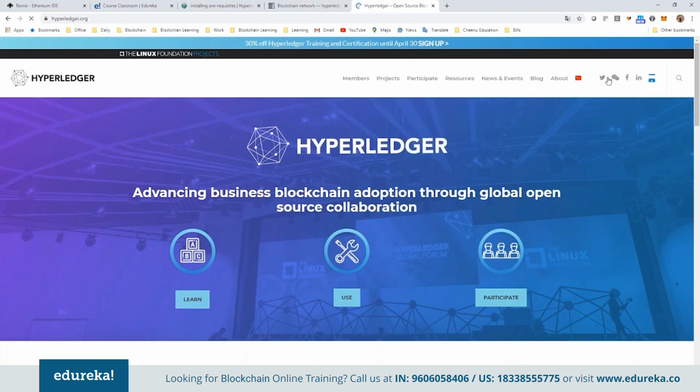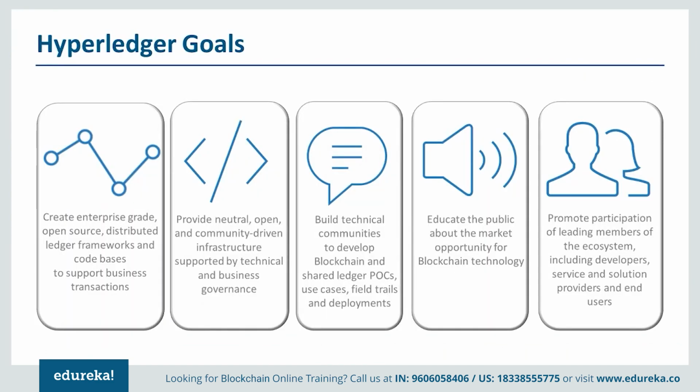Educate the public about the market opportunity. So one of the key goals of Linux Foundation and Hyperledger is not only creating the different blockchain applications, but also sensitizing the world about the importance of blockchain and how future applications are going to look. So you will find various channels on YouTube, created by Linux Foundation or Hyperledger Foundation, which are promoting blockchain technologies for different sectors. You should go through all those videos to understand the different possibilities of applications using the Hyperledger framework.